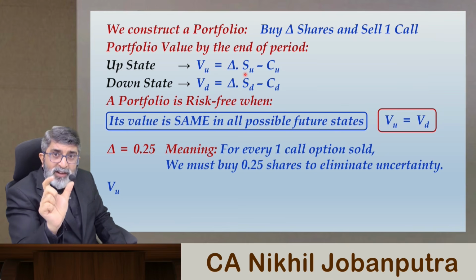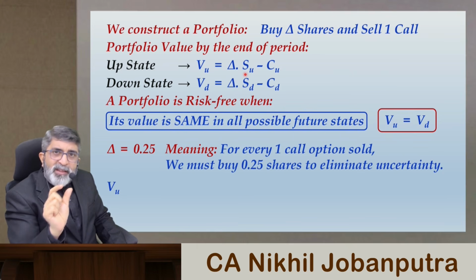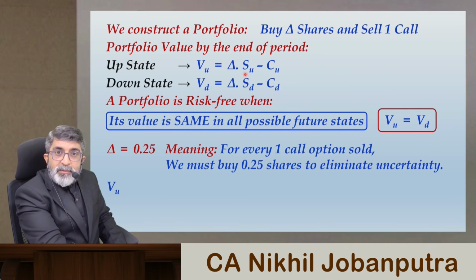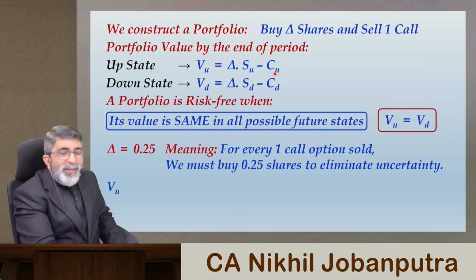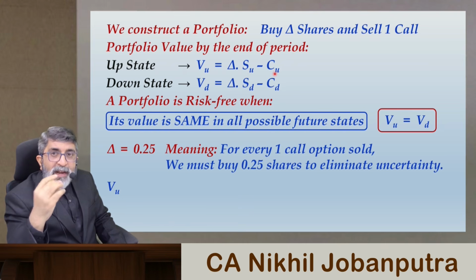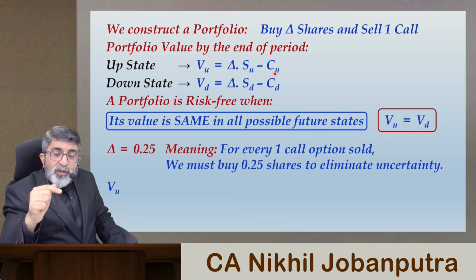So $200 is the value of one share. So the value of 0.25 share will be 0.25 into 200. That will be $50. And the value of the call will be subtracted out of that. Why will the value of the call be subtracted out of that? Look at one thing. The value of the call is positive.